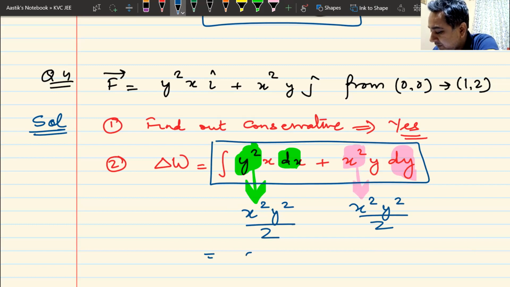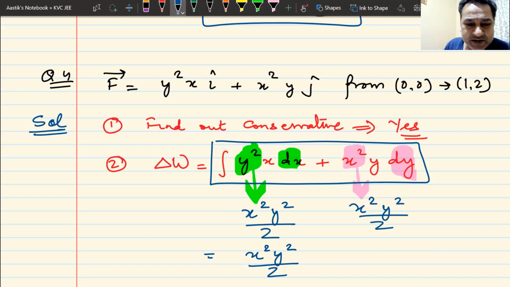Yes, the problem becomes very simple. The entire integral becomes x square y square by 2. How does it become this? It is basically the multiplication of two functions. When two functions are multiplied, they are differentiated, so when you integrate those you get the original function. I have not told you the derivative of the multiplication of two functions, so there is no point in me wasting time here. So I'm not doing it.